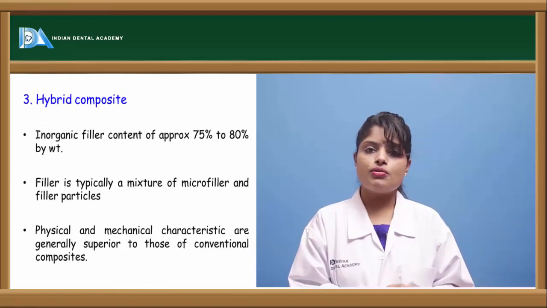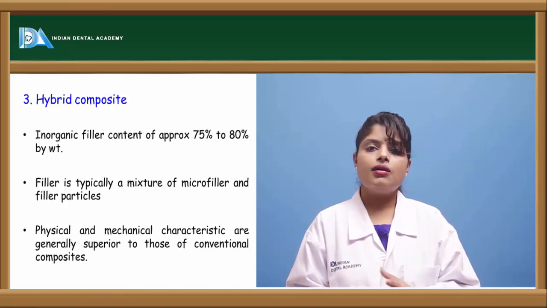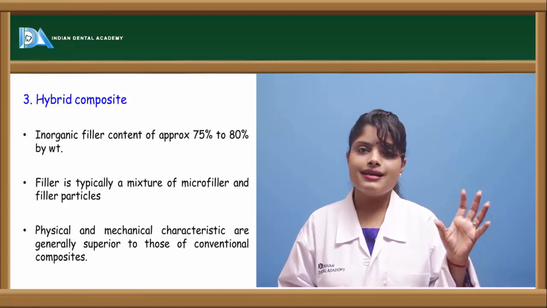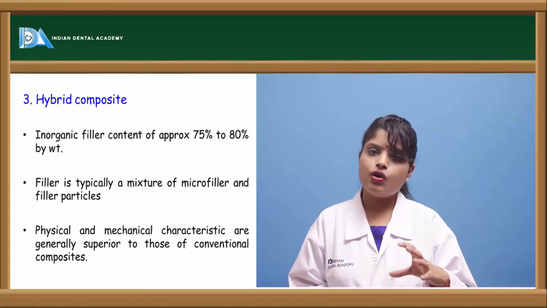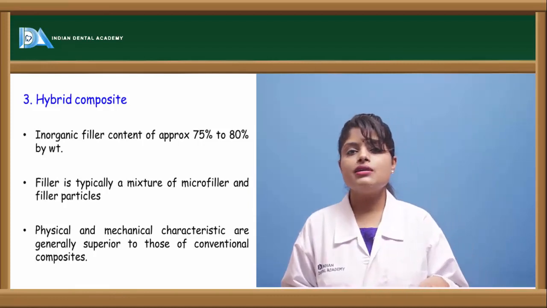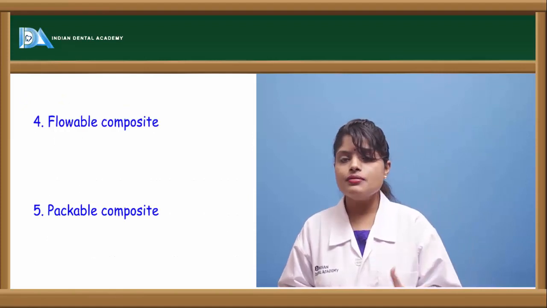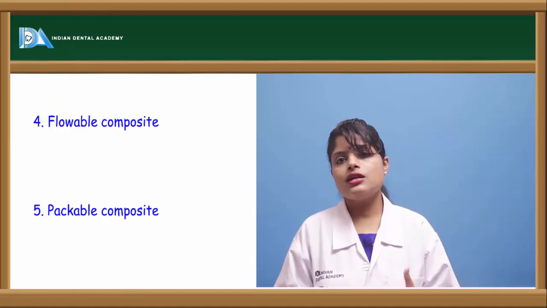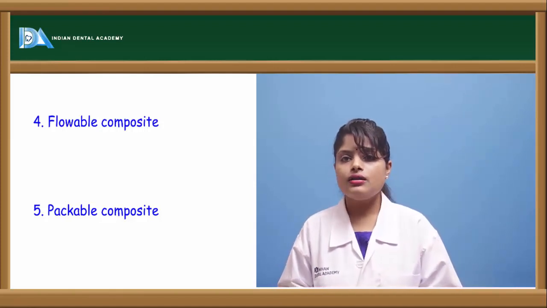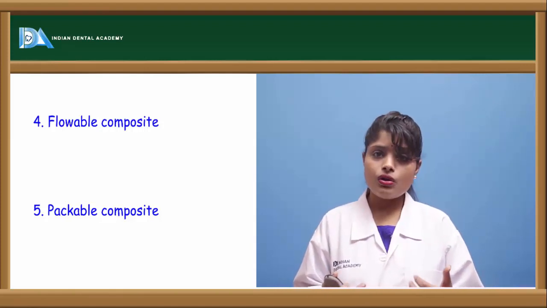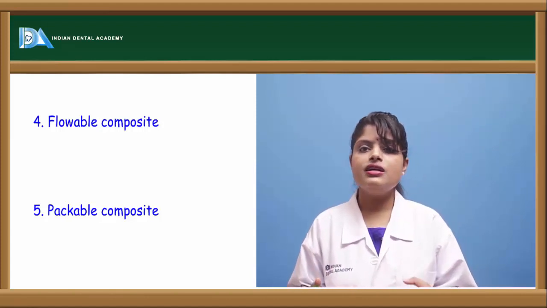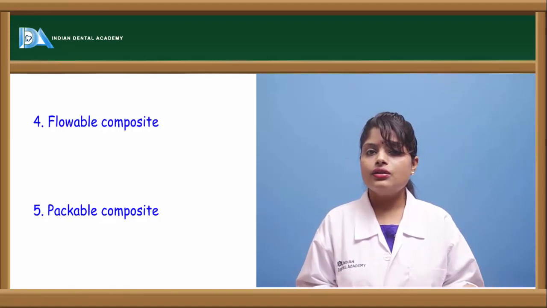Then comes the hybrid composite. The hybrid composite is a mixture of the normal particle size composite, like the conventional composite, and the microfill composite, and has the properties of both. They have approximately 75 to 80% of the filler particles. Then comes the flowable composite. The flowable composites are generally used for luting purposes, or in pit and fissure sealants, or for splinting or certain space maintenance. The flowable composites have inferior properties and inferior fracture resistance than other types of composites.